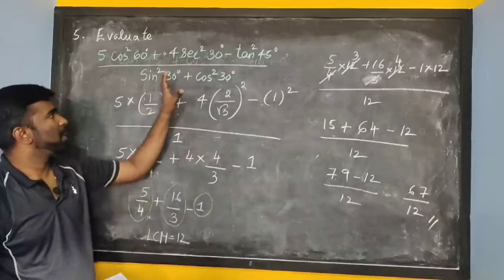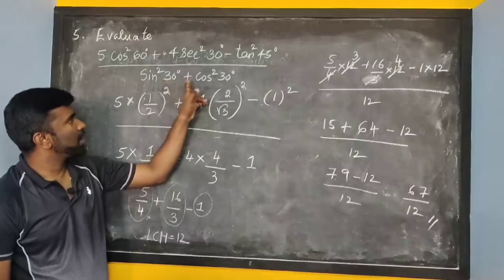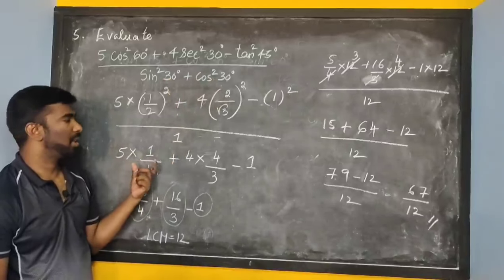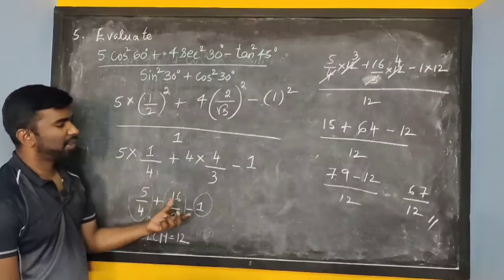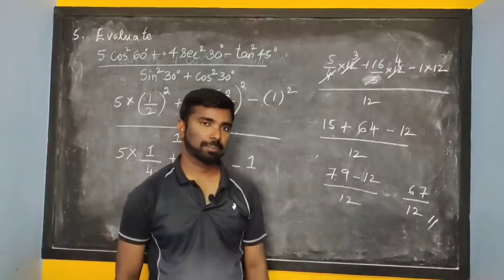What is the first step? Substitute all the standard angle values. Replace sin square 30 degree plus cos square 30 degree by 1 by using identity 1. Then simplify it. We get 67 by 12 as the answer.